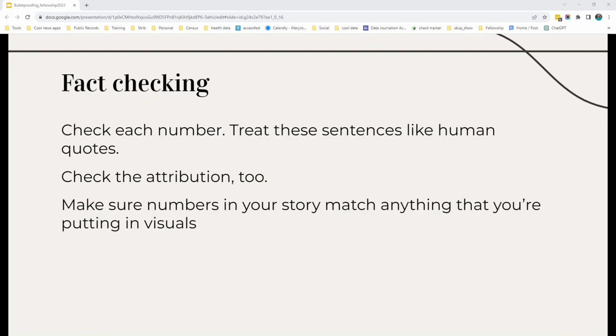The other thing you want to make sure is that your numbers in your story match anything that you're putting in your visuals. So let's say in the story you round a number to 30%, and in the visual you're talking about 28%. You don't want to do that. Readers are going to catch that and probably call you up.